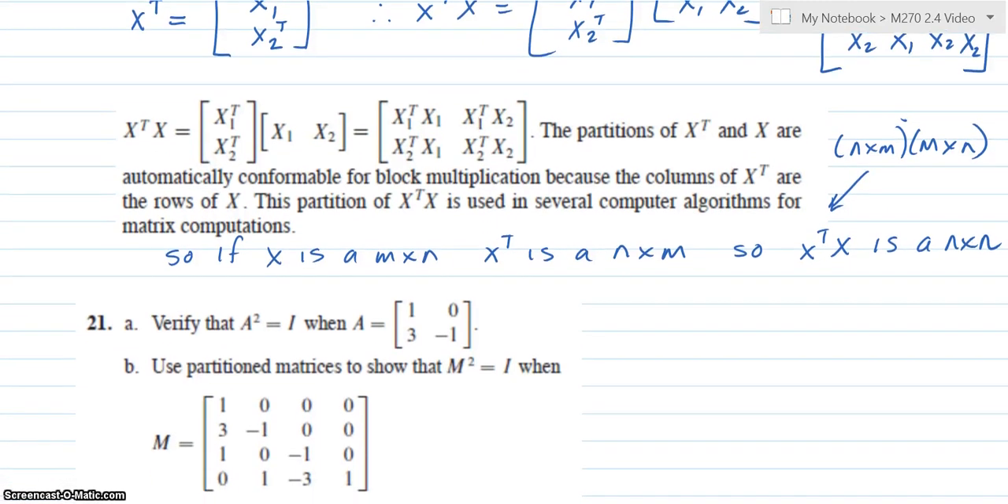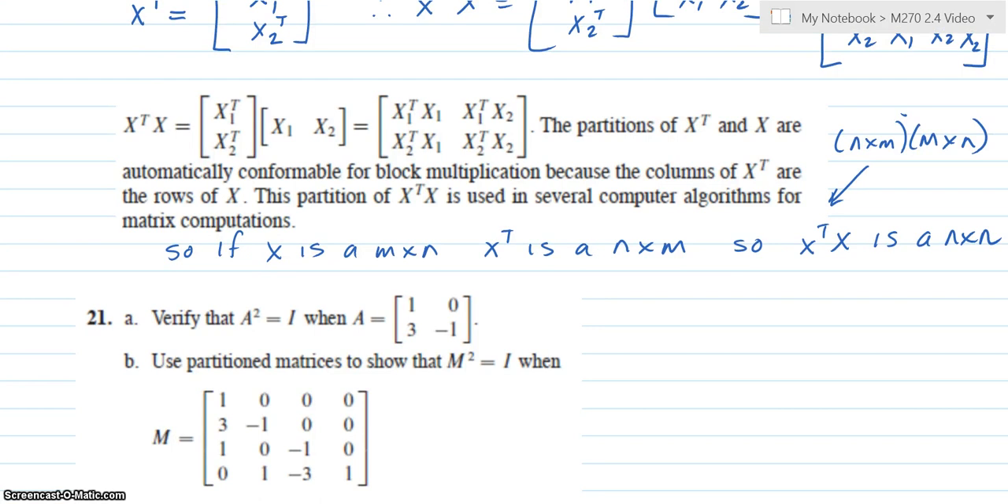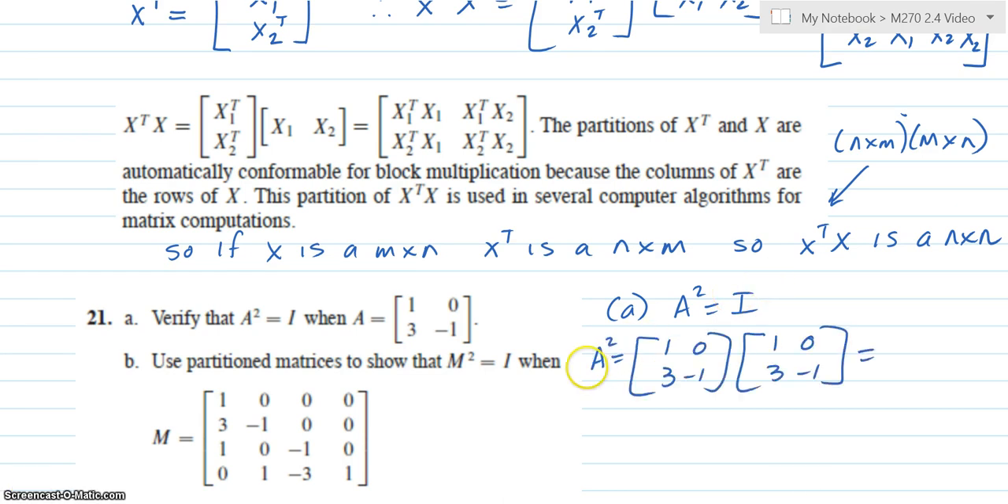Okay, let's look at number 21. Number 21 is an example of powers. So let's just do part A first before we get into the partitions. They just want to verify that A squared is indeed I. So what am I going to do? I'm going to just write down A twice. A multiplied by A is what A squared is. And hopefully we get the identity.